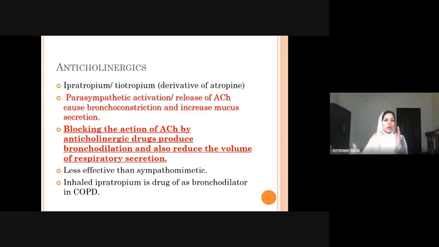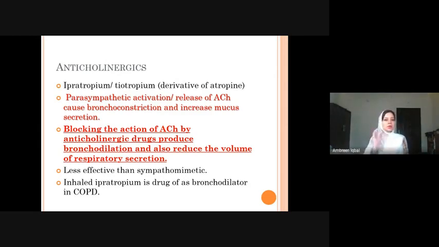Anticholinergics like ipratropium bromide and tiotropium bromide are going to attach to the muscarinic receptor. They are going to prevent the bronchoconstriction caused by acetylcholine and reduce the volume of the respiratory secretions. It's very simple. I'm going to repeat it again.